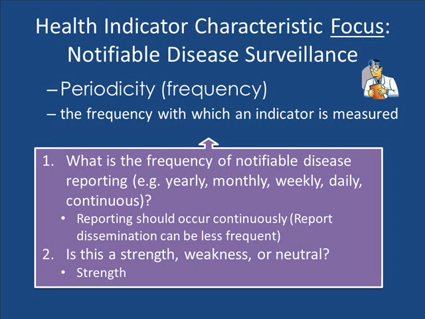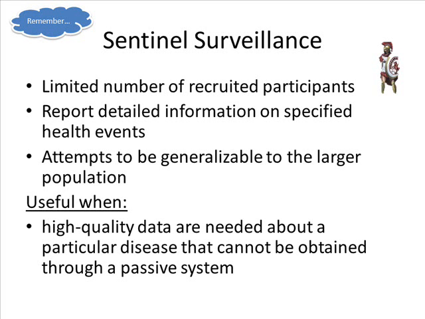Slide 25. Periodicity is the frequency with which an indicator is measured. What is the frequency of notifiable disease reporting? For example, yearly, monthly, weekly, daily, continuous. Reporting should occur continuously. Report dissemination can be less frequent. Is this a strength, weakness, or neutral? Strength.